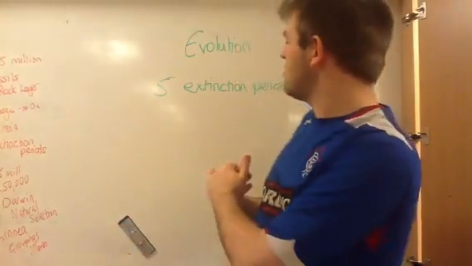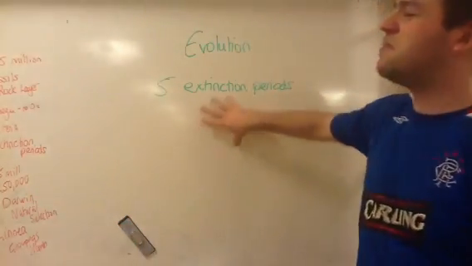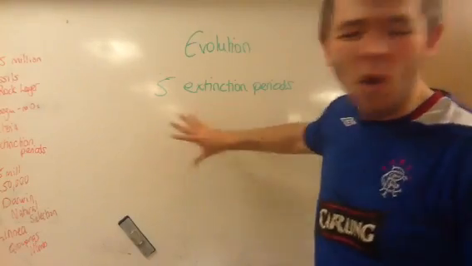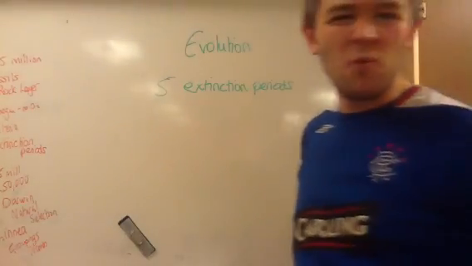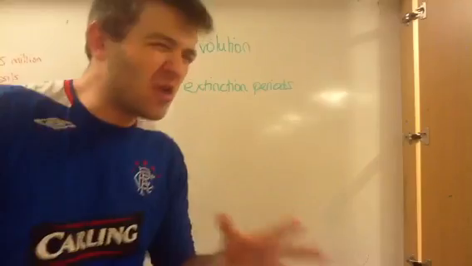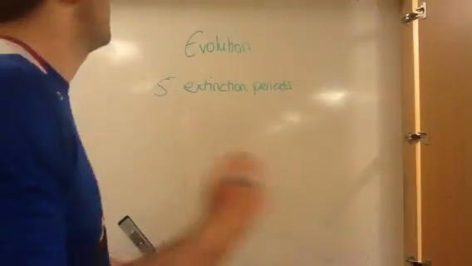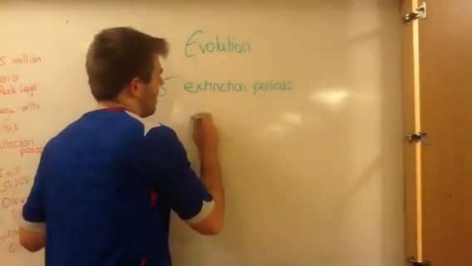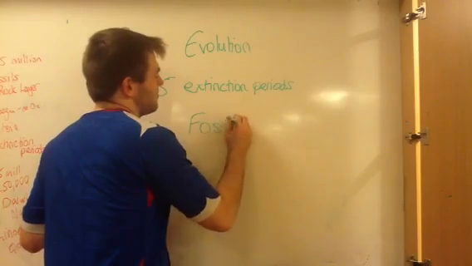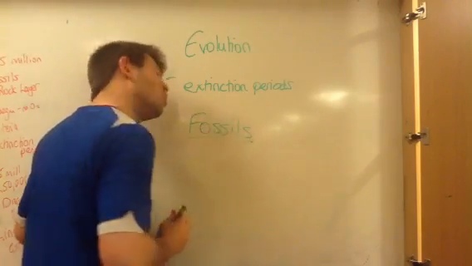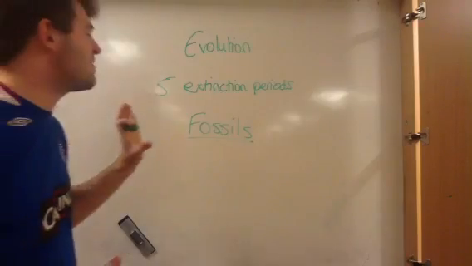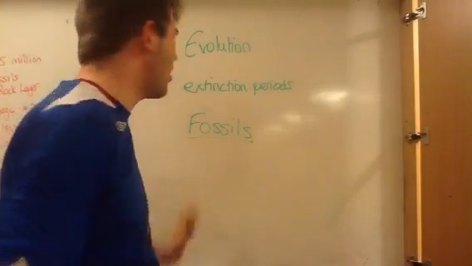But how do we know this happened? Those big deaths. How do we know there was evolution? How do we know there were these kind of human-looking monkeys in the past? What we do is we look for fossils, because fossils give us the record.